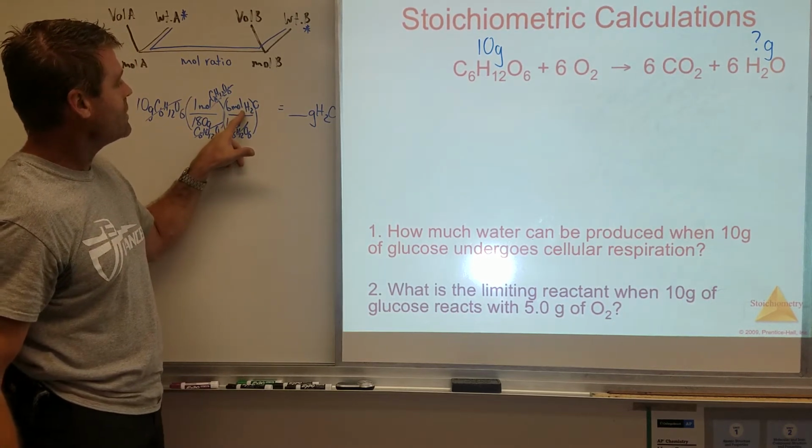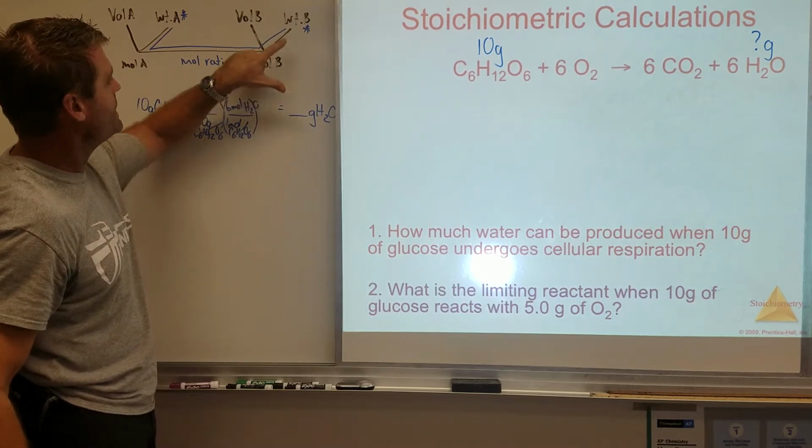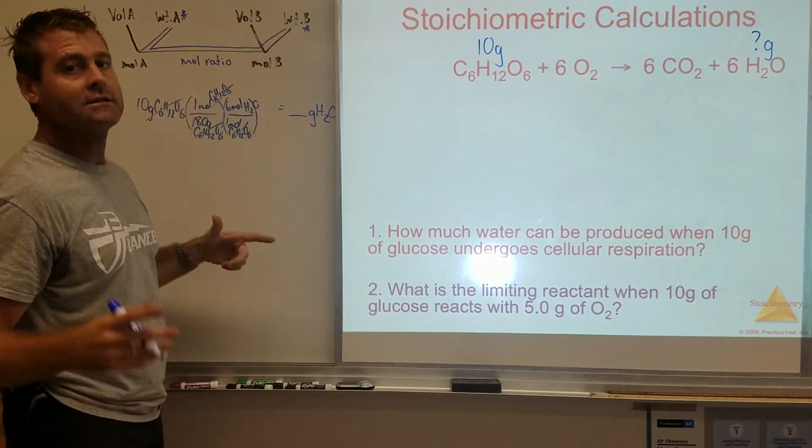Now the last thing I have to do is go from moles of water to grams of water, moles of B to weight of B. And you remember how you do that? It's always the molar mass.